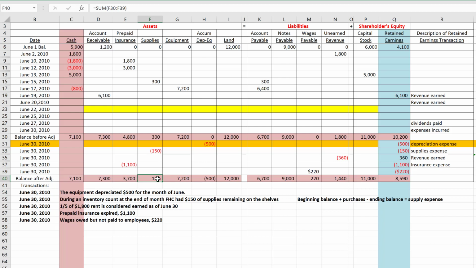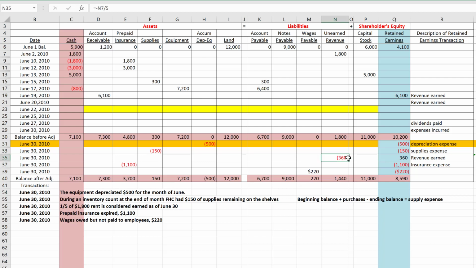So the difference between the ending balance and the balance before the adjustments is our supply expense. So we created a reduction in supplies, and corresponding to that we have a supply expense. The equipment balance does not change. This reflects our cost, but corresponding to this we have a contra asset. This contra asset reflects the consumption of this asset through our accumulated depreciation. So the accumulated depreciation reduces the asset value, and corresponding to that we have a depreciation expense.